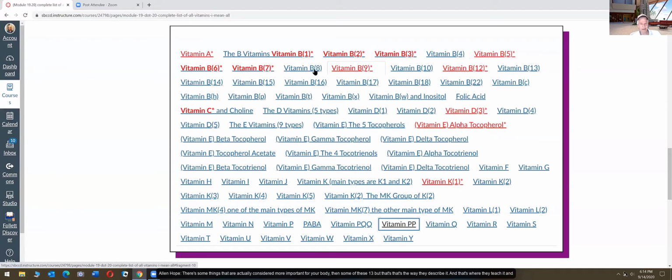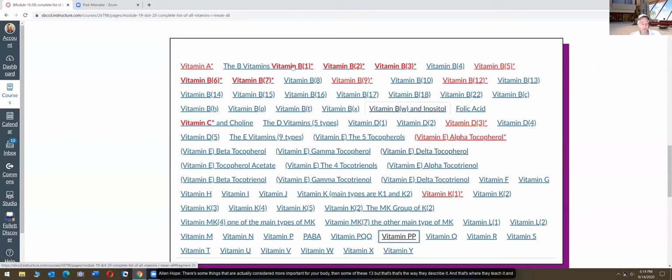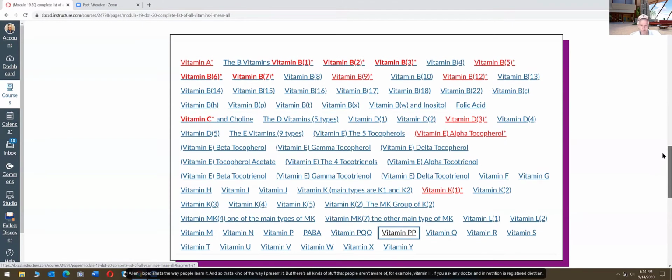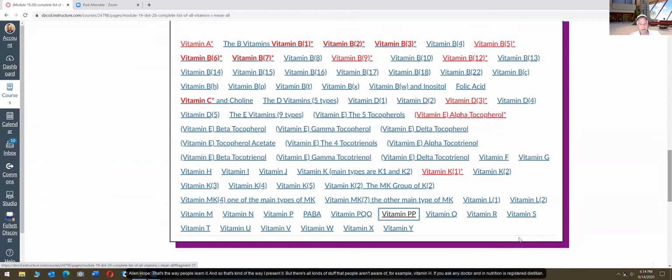These people that decided these 13 vitamins, there's some things that are actually considered more important for your body than some of these 13. But that's the way they describe it, and that's the way they teach it, and that's the way people learn it, and so that's kind of the way I present it. But there's all kinds of stuff that people aren't aware of. For example, vitamin H. If you ask any doctor, any nutritionist, registered dietitian, what is vitamin H? They're going to say there is no vitamin H.